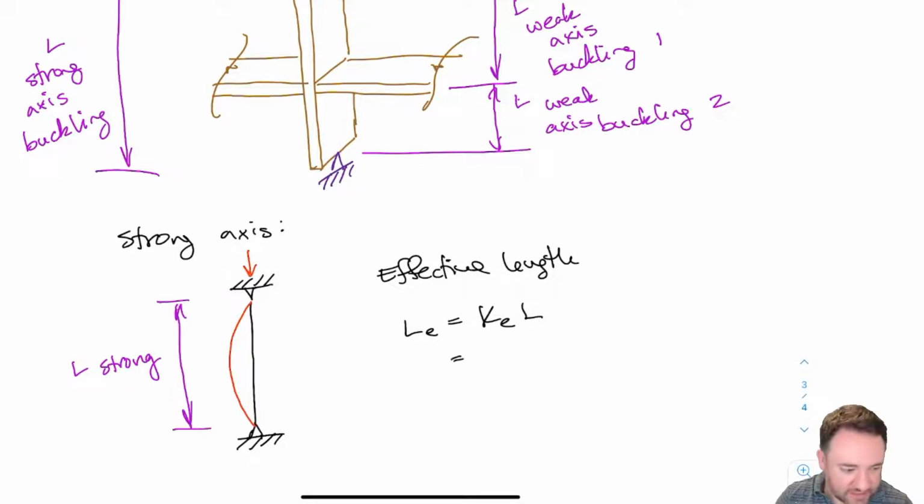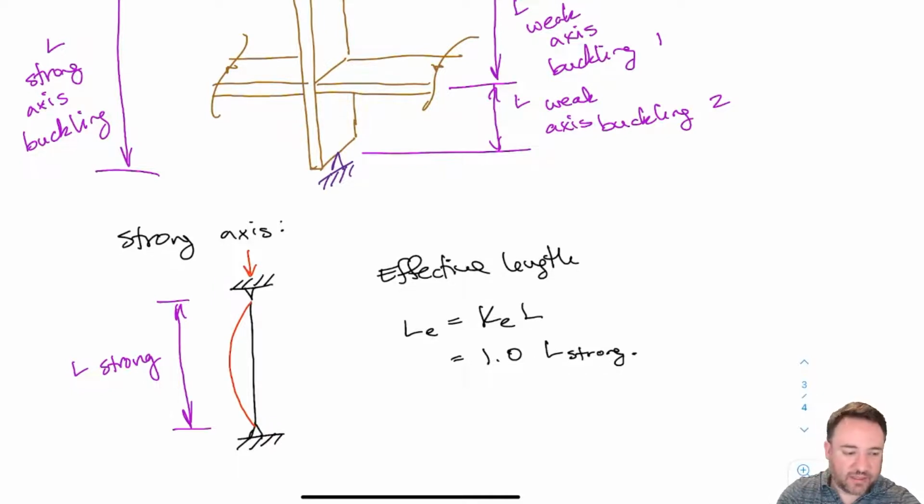In this case, since I have simple pin-pin buckling, my KE happens to be 1.0. So now I'm going to have 1.0 times L strong, and that's going to be my LE. It just so happens that in this case, LE equals L.